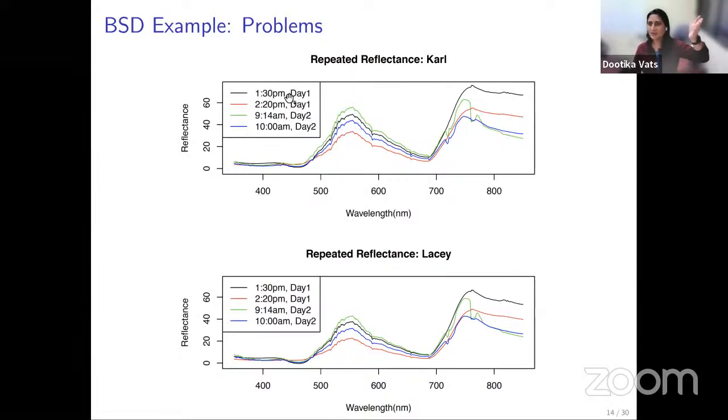One thing is at 1:30 p.m. where the sun is slightly off center, then 2:20 a little bit more off center. Then in the mornings it is this way, sun is more towards the east, right? And so the direction is also changing, the strength is also changing.